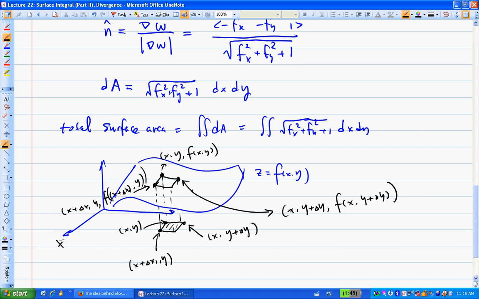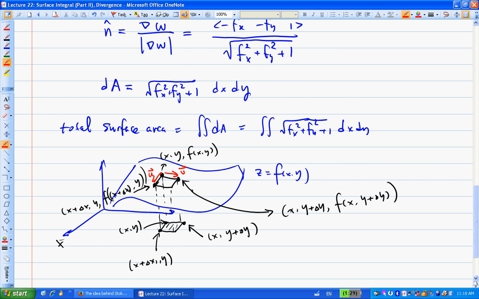Right? So that's that coordinate. Given a small rectangle here in the xy plane, you have a corresponding parallelogram on the surface S. So now what we're going to do is create two vectors. One vector from here to here, another vector from here to here. Let's call this vector u, and this vector v.